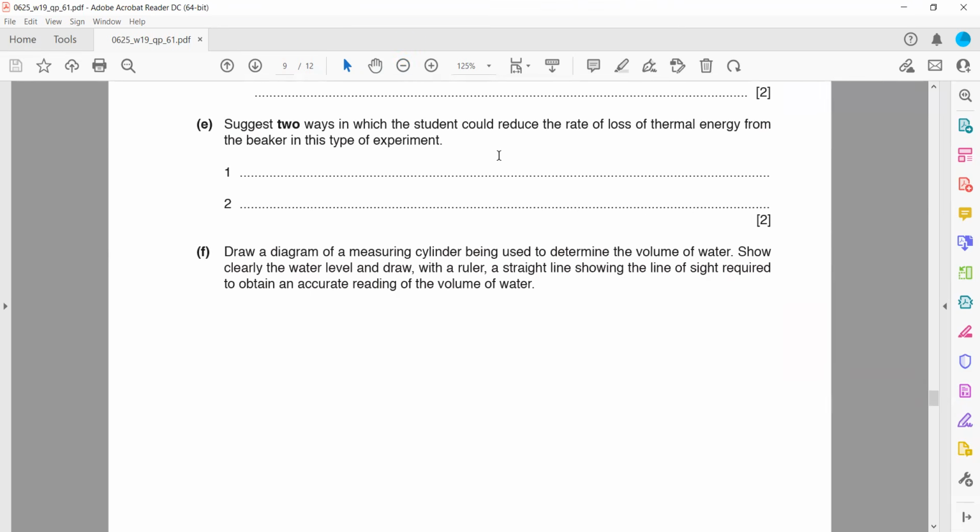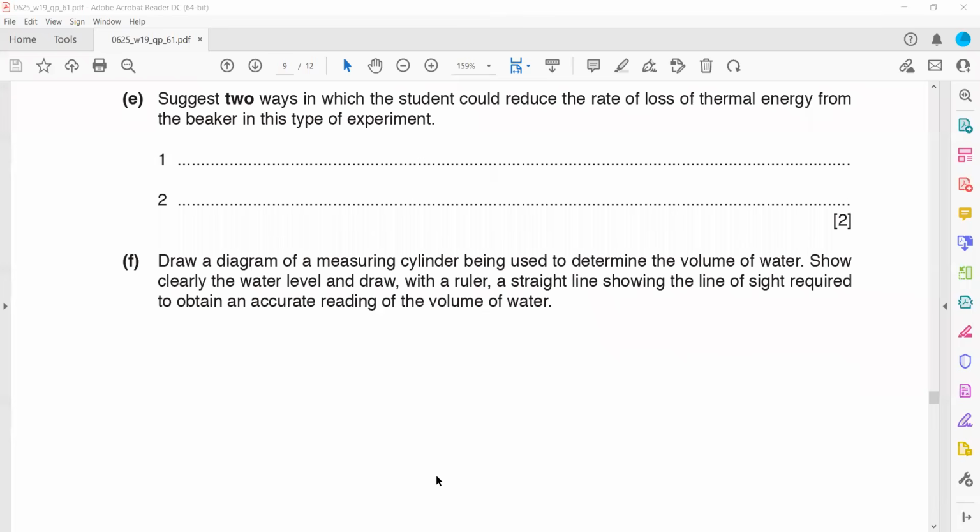Suggest 2 ways in which the student could reduce the rate of heat loss from a beaker in this type of experiment. Yes. Use a lid or use an insulation mat. That's good. So using a lid, or using an insulation mat cover, can reduce the rate of heat loss.